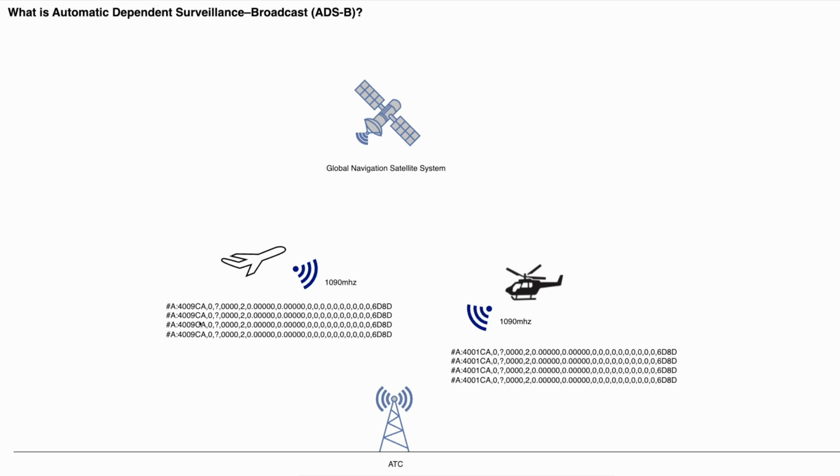ADSB is a technology used in aviation that allows aircraft to automatically broadcast their precise location, altitude, and other data to air traffic control and nearby aircraft. It's used to increase observability of aircraft, which in turn increases safety as it will help prevent collisions.